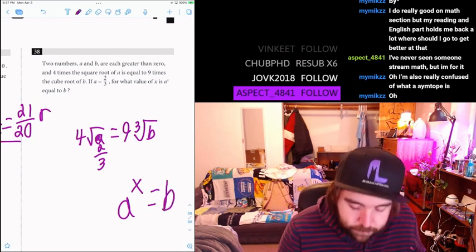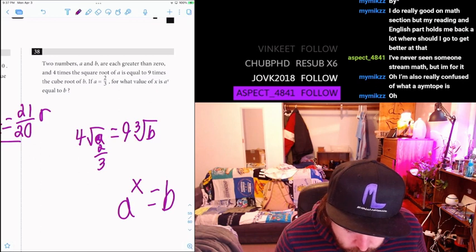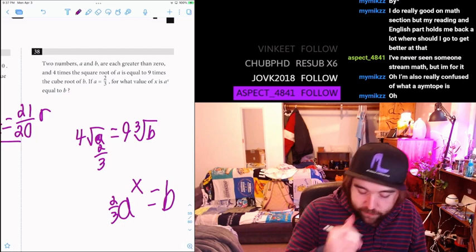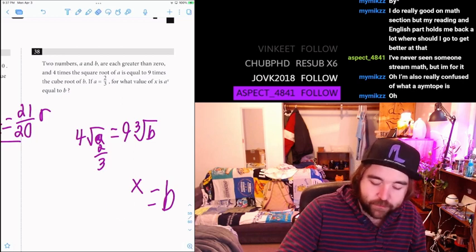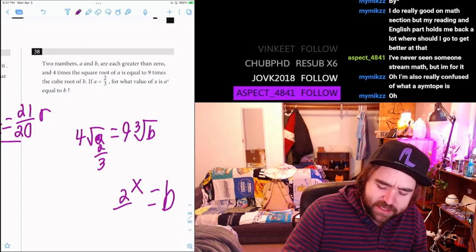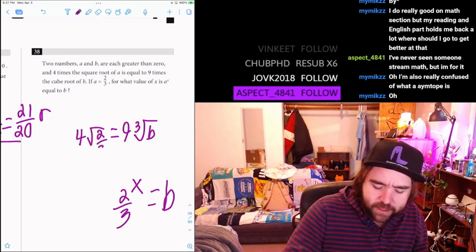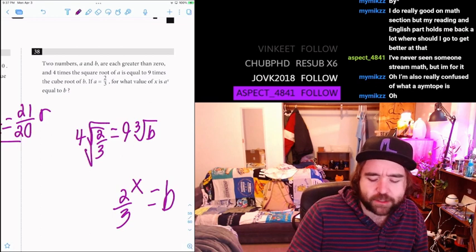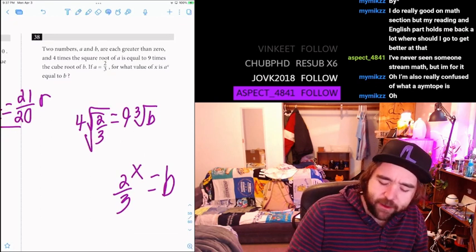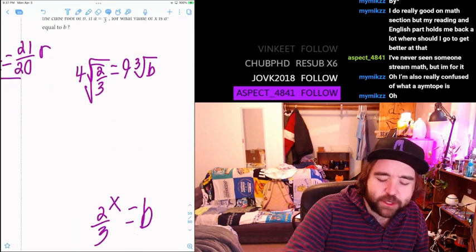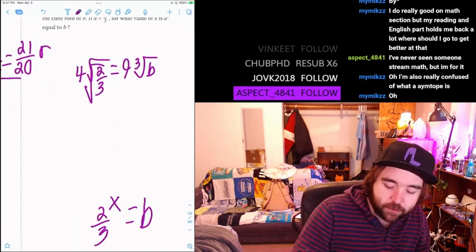So you can see what we want then. 2/3 to the x is equal to b. Yeah, that's what we want. We want to simplify this into 2/3 to the x is equal to b. There are actually a lot of problems like this. And I feel like the technique, anytime you have square roots and cube roots, is to switch it into fraction exponents. So what is that going to be then?